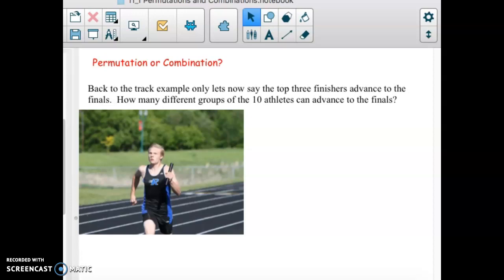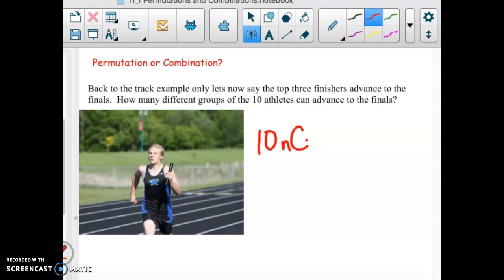Let's say the top 3 finishers advance to finals. Well, it doesn't matter who got first then, because the order doesn't matter. It doesn't matter if you got second. You're still advancing to the finals. And so in this case, we would do the combinations. There is only one way to do the combinations. It's always going to be the first, the larger group, and then the smaller number second.